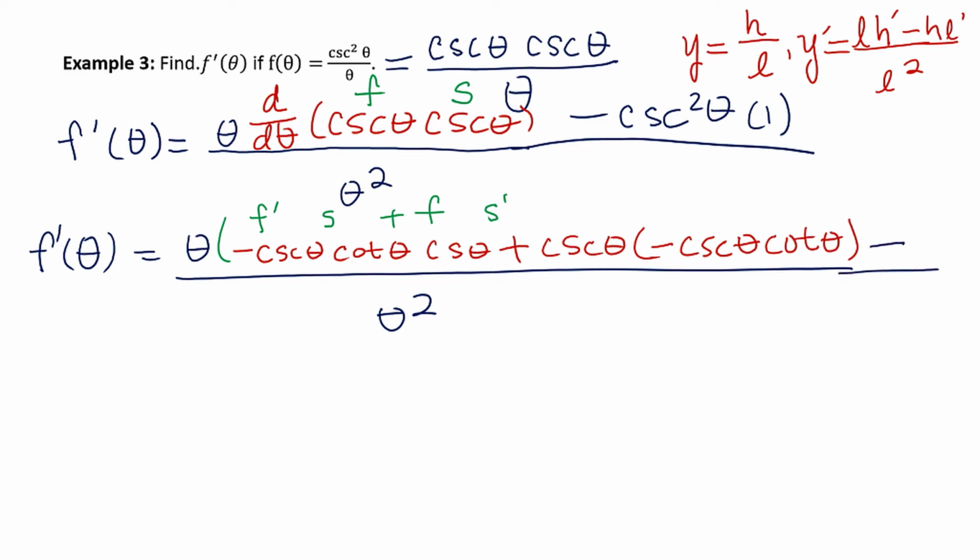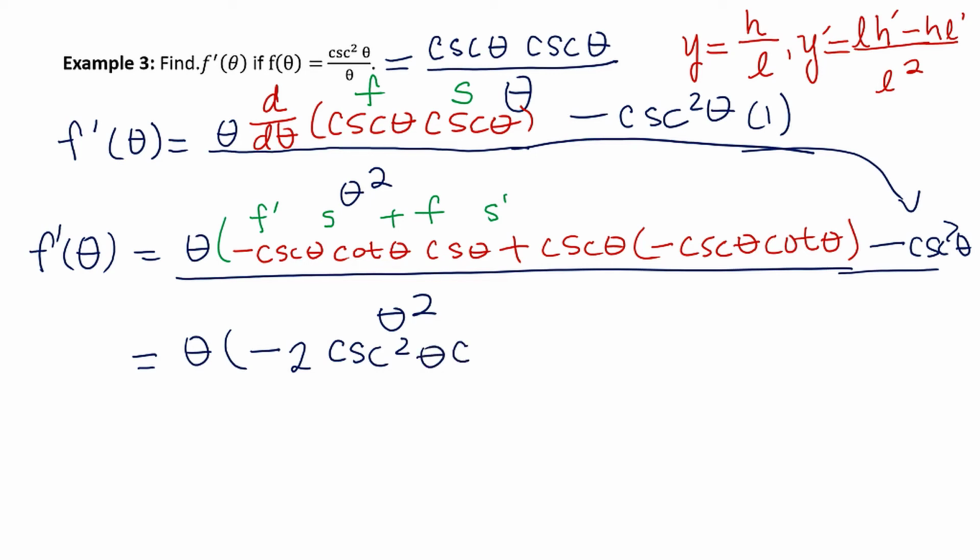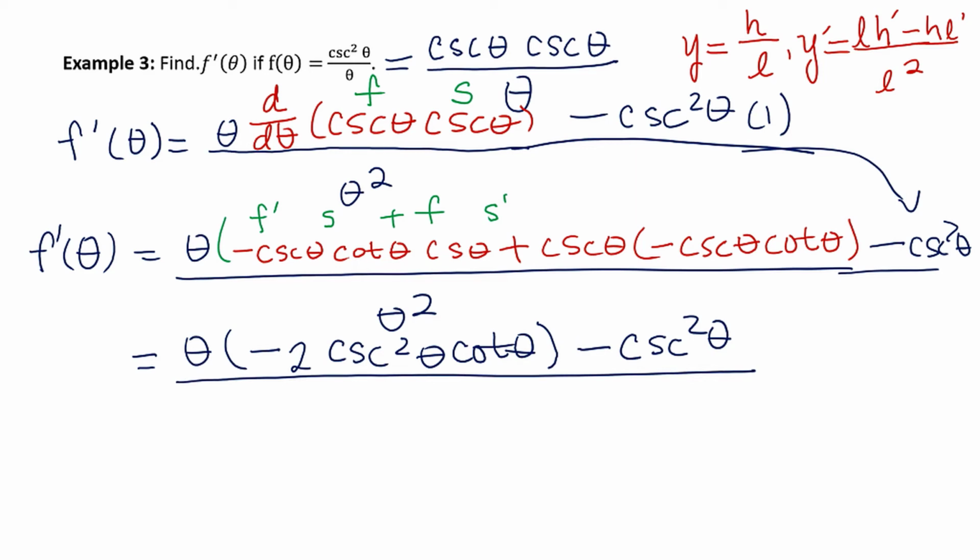minus the cosecant squared theta. This becomes theta times. We have two of these terms, so you have minus, because of the negative and the negative, 2 cosecant squared theta cotangent theta minus the remaining cosecant squared theta, all divided by theta squared.